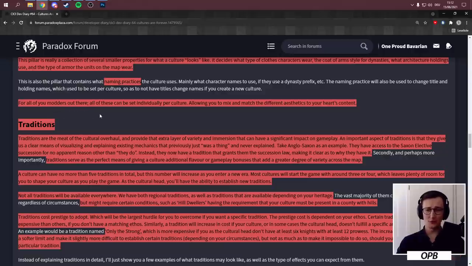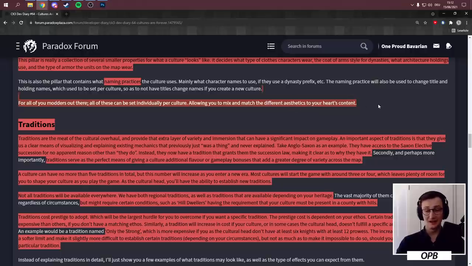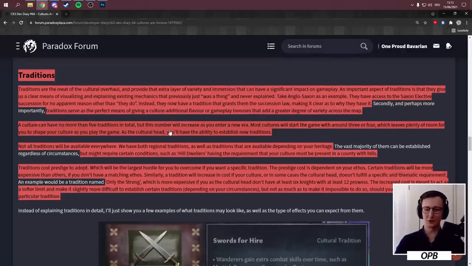For all you modders out there, all of these can be set individually per culture, so there you go. You can at least on a modding level change this sort of stuff individually, allowing you to mix and match the different aesthetics to your heart's content. And now in vanilla, please, Paradox? Now let's get to traditions.